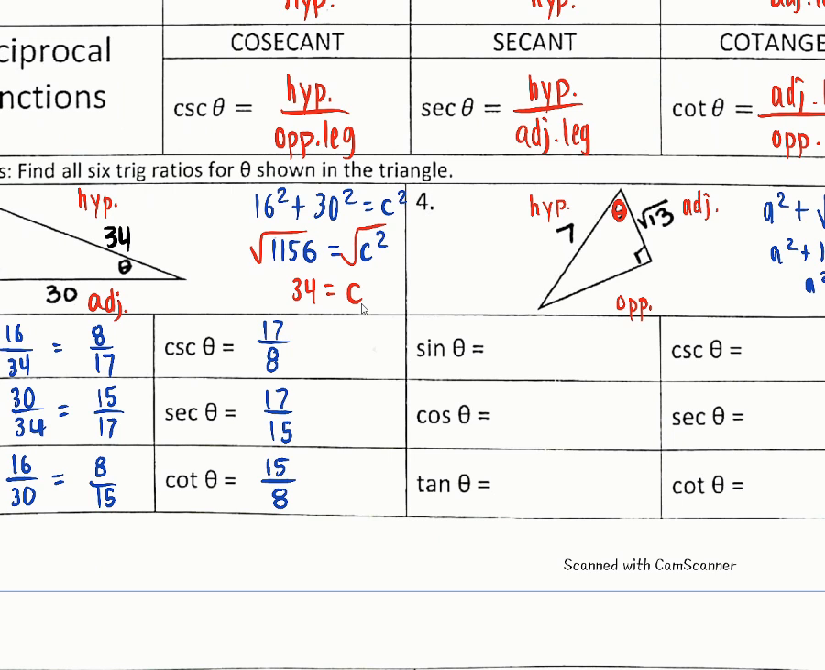And when we take the square root of 36, what are we going to get? What's the square root of 36? 6. So my opposite leg is 6.